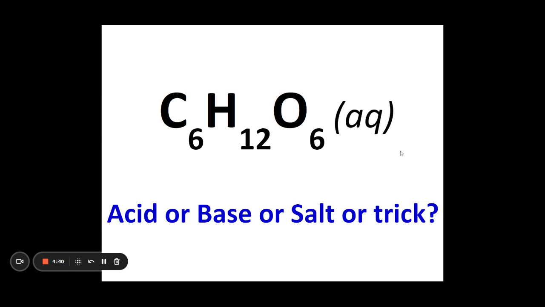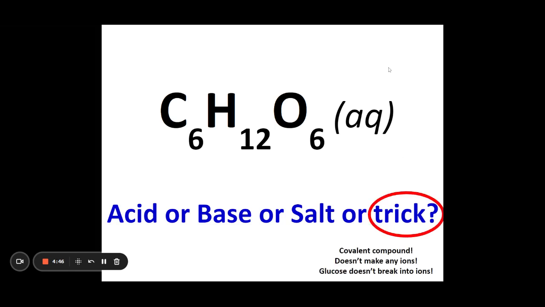C6H12O6 aq, acid, base, salt, or a trick? Boy, it looks so complicated. I see H's and O's, but this one is glucose. It's a covalent compound. It's not an ionic compound, so it doesn't make any ions, so it can't be an electrolyte. And remember, electrolytes are acids, bases, or salts. They're things that make ions in solution.